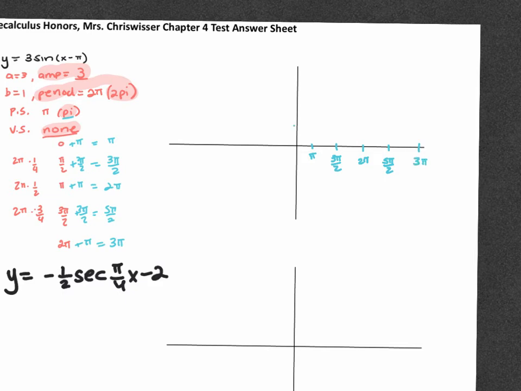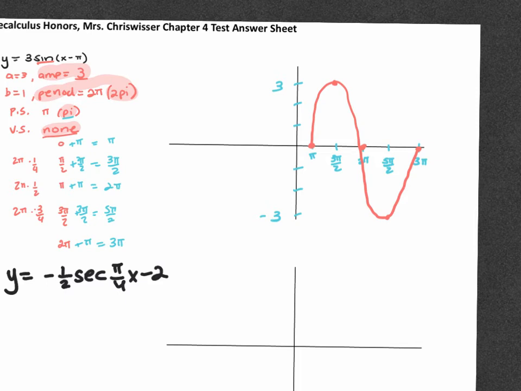I'm going to mark my amplitude 1, 2, 3, and 1, 2, negative 3. And then this is sine. So sine starts at 0, goes up to the amplitude, back down, and back up again. So I'd start at 0, go up to the 3, down to 0, down to negative 3, back up to 0. And there's my sine curve.